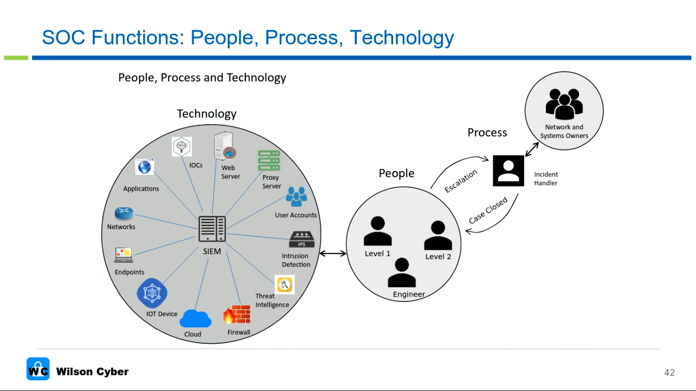We then have people, level 1 analysts, level 2 analysts, and engineers, and those people look for events that are potential incidents. They would escalate those that they believe are incidents to network and system owners, and then those network and system owners would do the investigation and determine whether or not, in fact, there was an incident, and close the case if there was no incident, and handle it based on incident response procedures if it, in fact, was an incident.